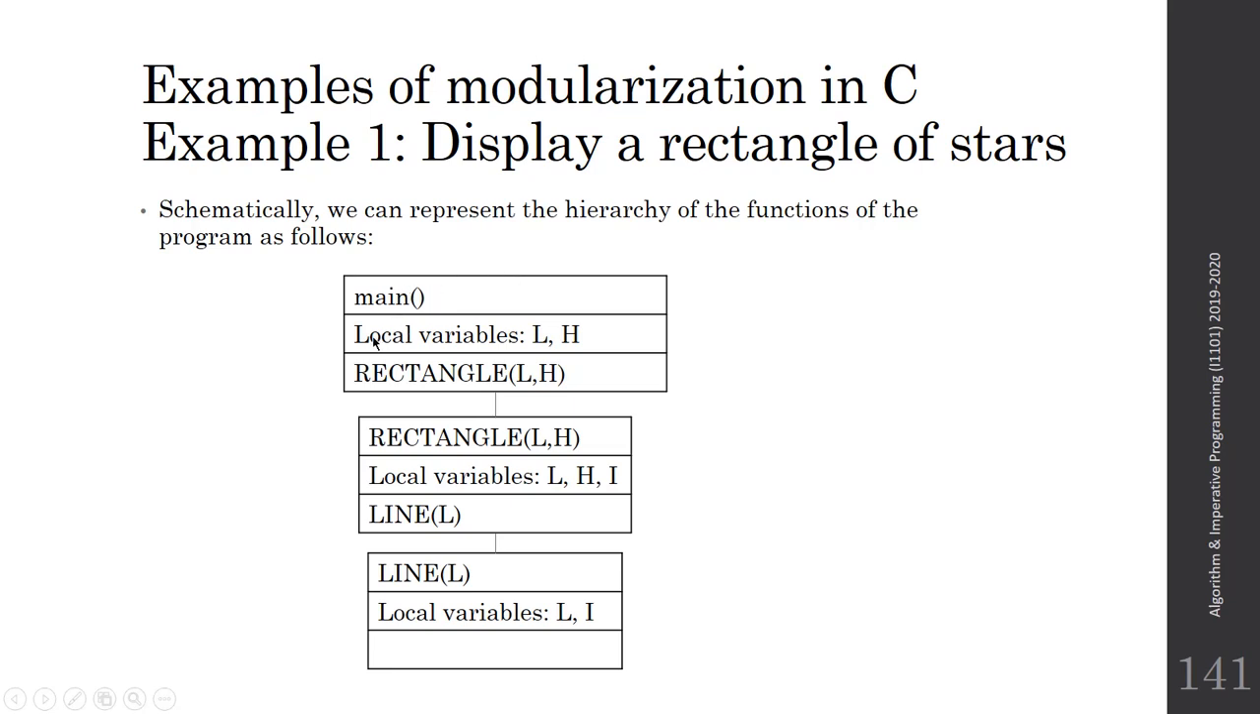So in main, we have two local variables, L and H, and we have called the function rectangle that takes the value of L and the value of H. In rectangle, it has three local variables, L, H, and I, and we have called the function line L. And line L, as a function, takes the value of a variable L and has two local variables, L and I, and it doesn't call any other function.